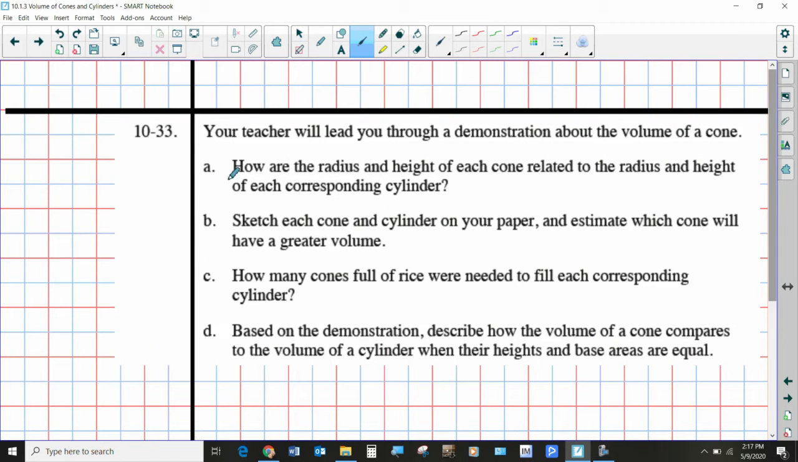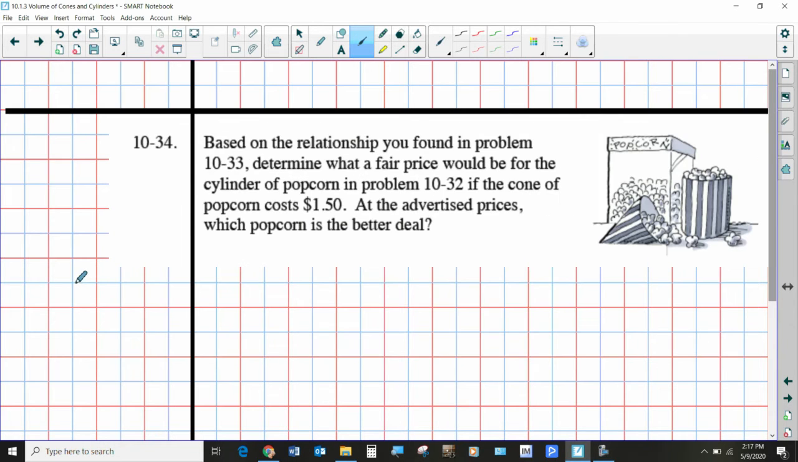This kind of problem 33 sort of describes what we were just doing. So here's another situation. Based on the relationship you found, the fair price for the popcorn, if the cone costs, we already did that. The fair price would be $4.50 because it would be 3 times that. All right, this is going to be a fast lesson.